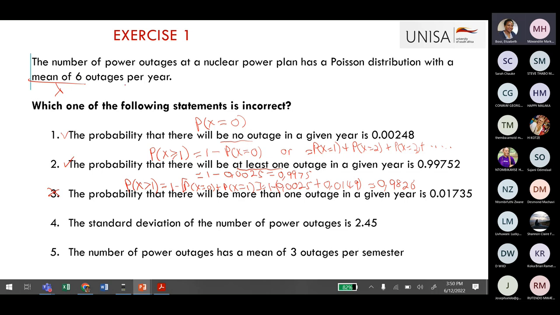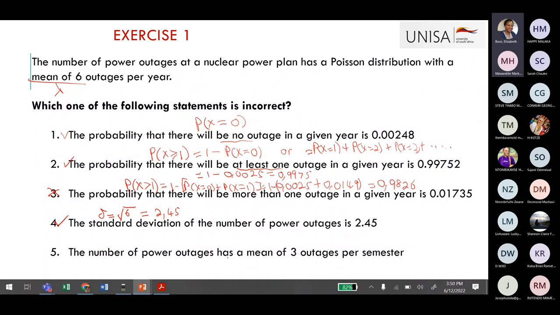2.45. So we take the square root of 6. What is the square root of 6? The square root is 2.45. So that will be correct.